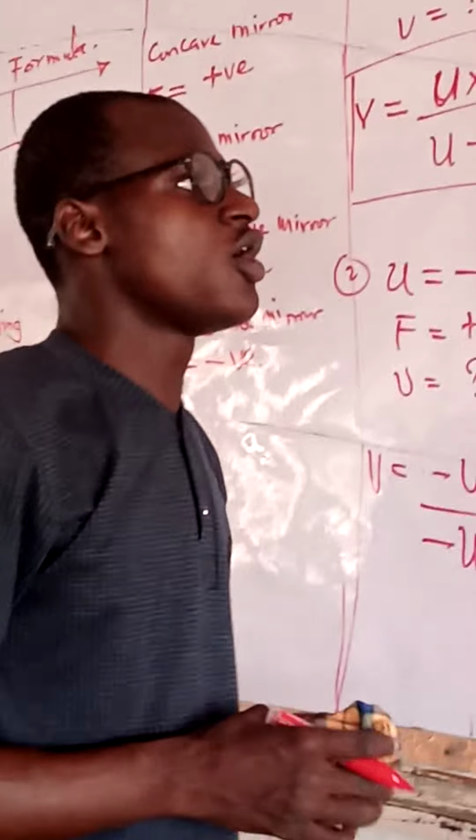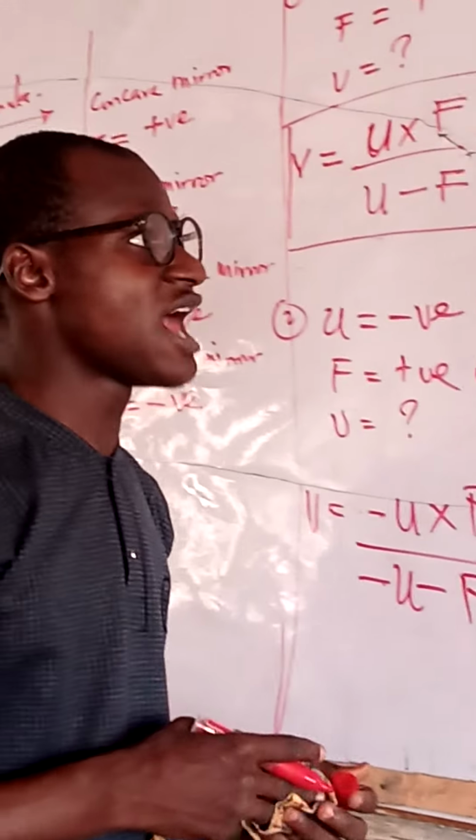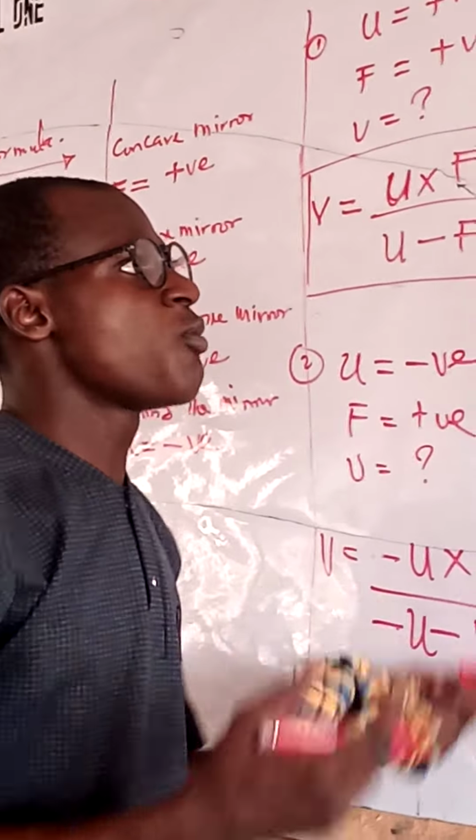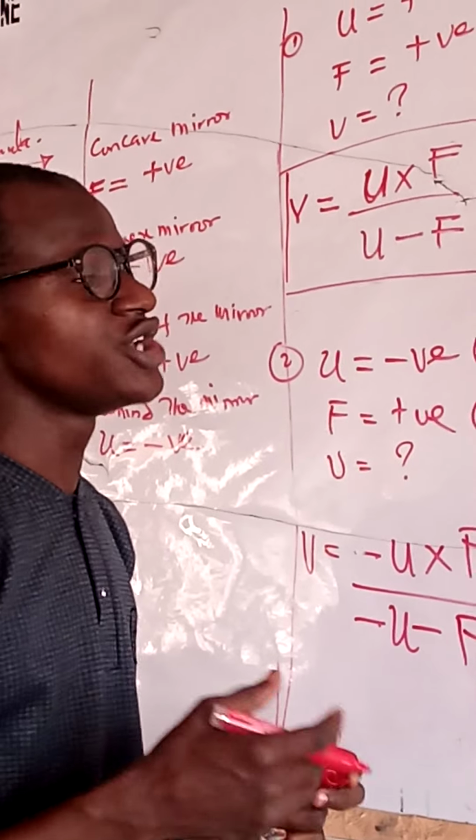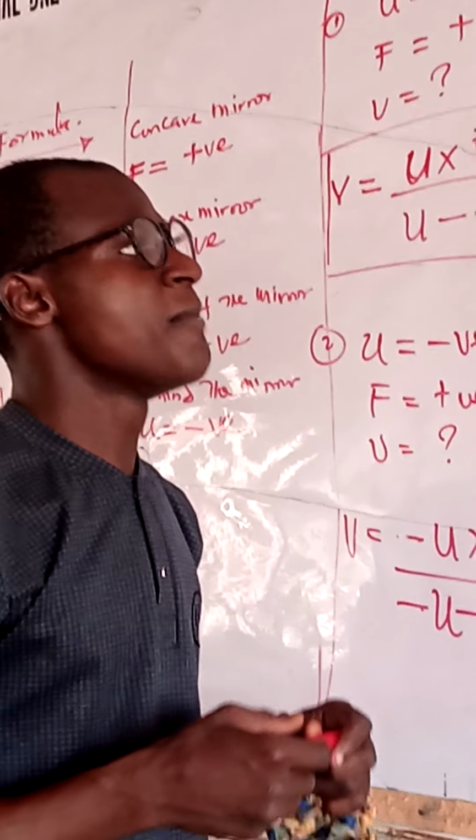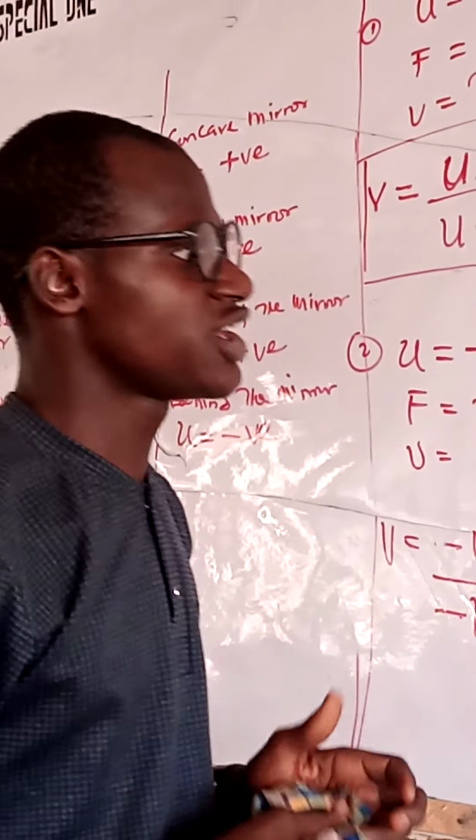In our next class, we are going to bring some questions to solve under this principle of the mirror formula, and then we're going to tell ourselves where the position of the image is going to form, and also what magnification is. Thank you very much.